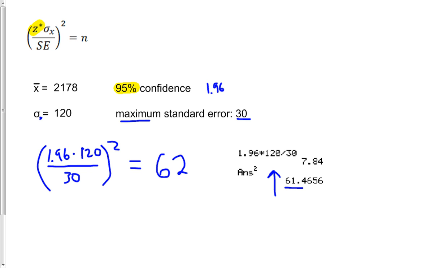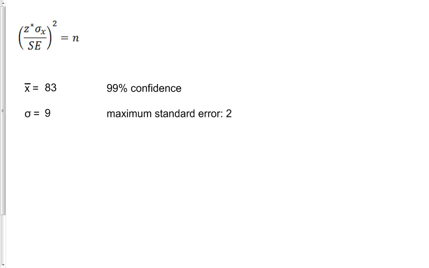Let's do one more example. All right. So we have a sample mean of 83 in this new distribution, a standard deviation of 9. We're looking for a 99% confidence level, and our maximum standard error is only 2. So my guess is we're going to need a pretty big sample in order to accommodate all of this. But let's take a look and find out.